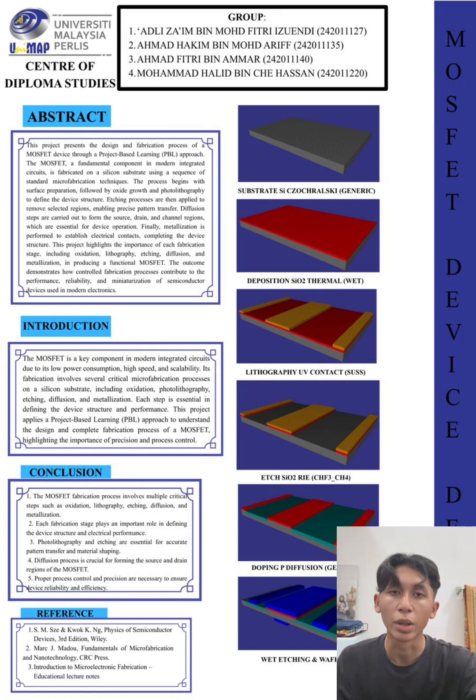The process starts with surface preparation on the silicon substrate, followed by oxidation to form a silicon dioxide layer. Next, photolithography is used to transfer the desired pattern onto the wafer. Then etching is performed to remove selected areas, and diffusion is carried out to form the source and drain regions of the PMOS devices. Finally, metallization is done to create electrical contacts, completing the device structure.